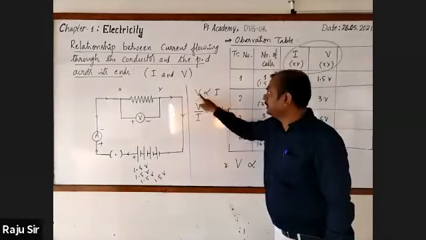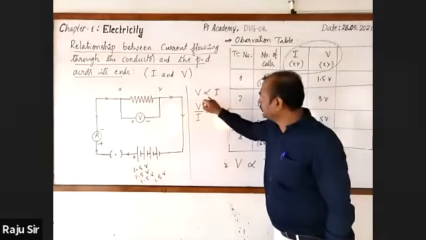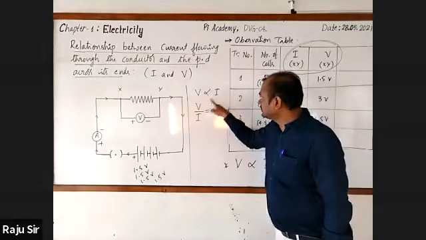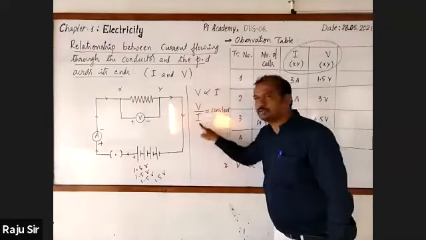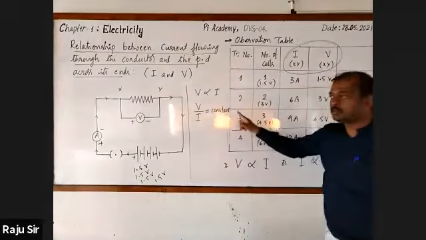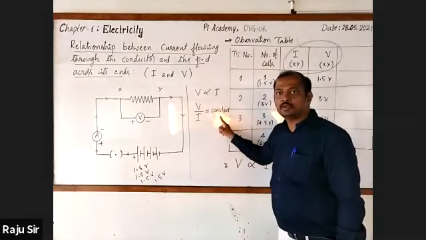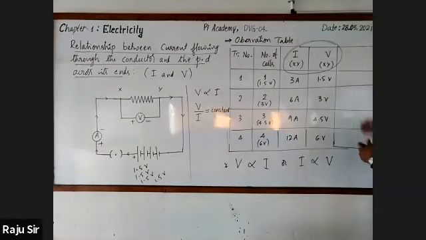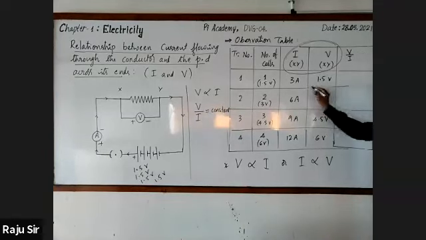Observe. Here, V is proportional to I. To remove the proportionality, we have to assume a proportionality constant. Hence, I have taken I to the denominator. Here, V by I is equal to a constant. Let us find out V by I here. You can write the calculation with me.